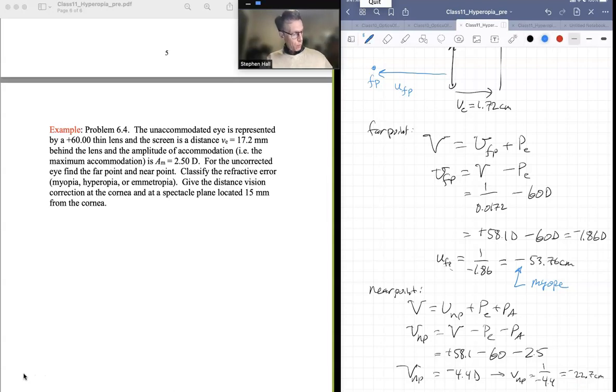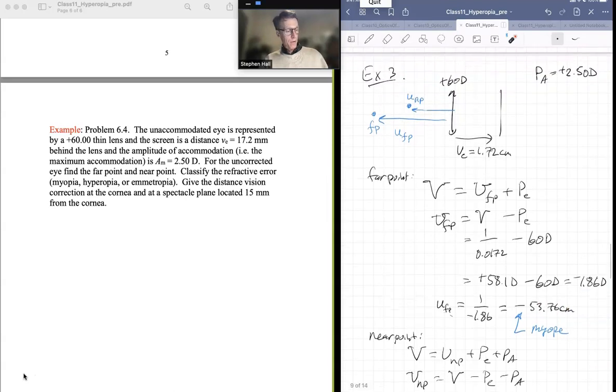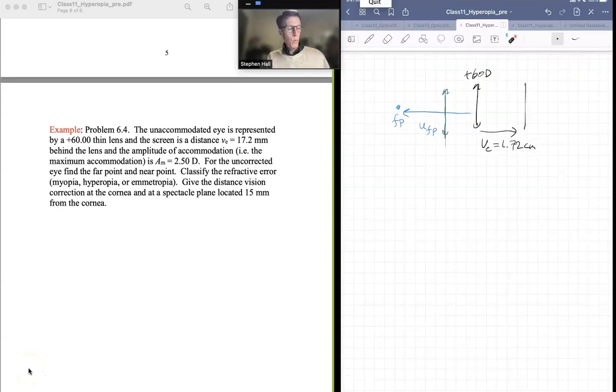Right? And so the negative is also telling us that it's a distance upstream, so it's somewhere up here. And we notice that the near point distance, 22.7 centimeters, is less than the far point distance. So again, that's consistent. That makes sense. This is a myope. So they have a far point out here, and then a near point a little bit closer. Okay, and now let's calculate what the spectacle lens power needs to be to correct this patient.